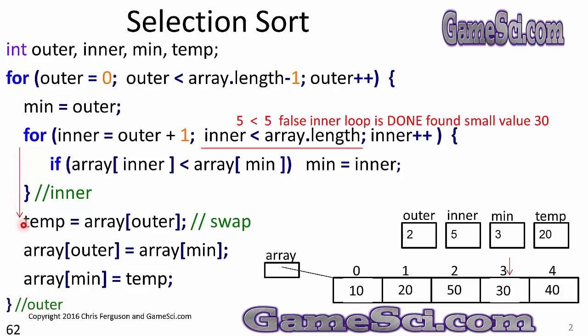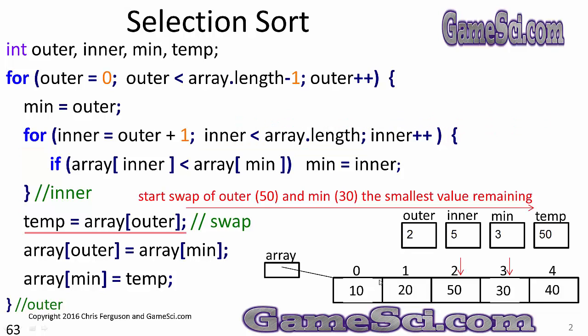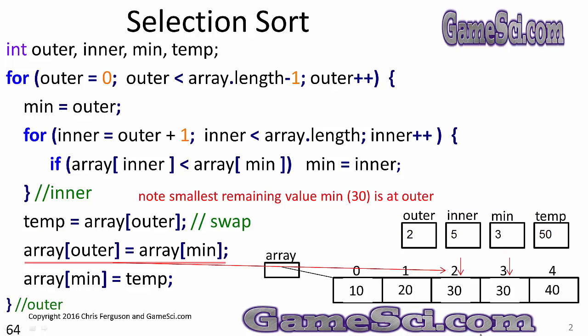We'll exit the inner for loop and we'll execute our swap code. We'll start the swap of outer, which is 50, and min 30, the smallest value remaining. We'll move that 50 out of the array into the temp variable. Array sub outer equals array sub min. We will move the 30 over to the minimum position of the array. Remember, selection sort wants to move the smallest number it can to the beginning of the array.